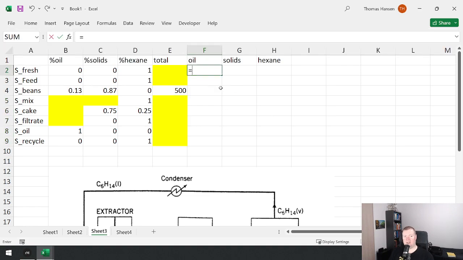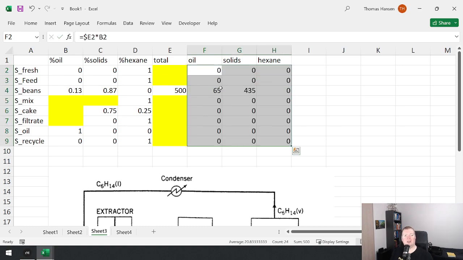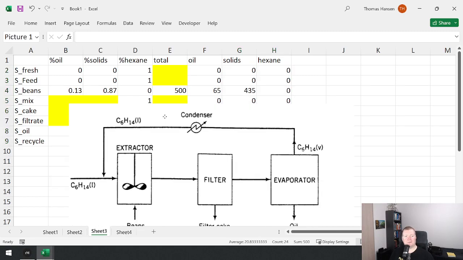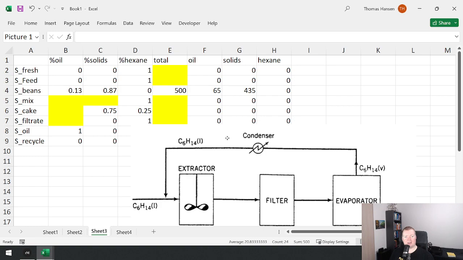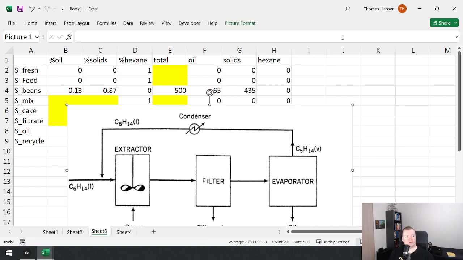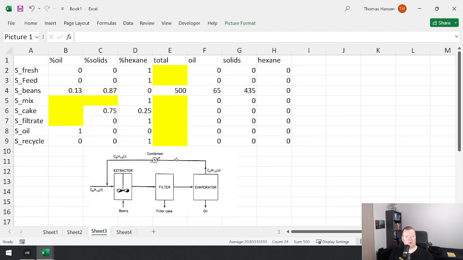And all of these I want to calculate by multiplying percentage with total mass, fill right and down, and then we have to start setting up our mass balances. Oh, this is going to be tricky. Let's see if I can make this a bit smaller. Hopefully you can still see what's going on.